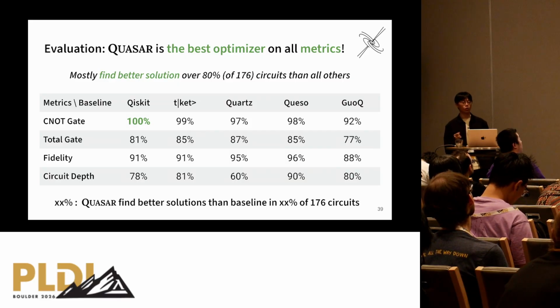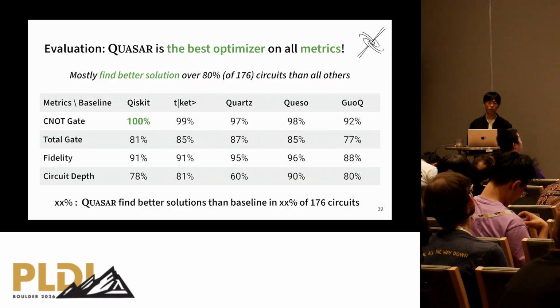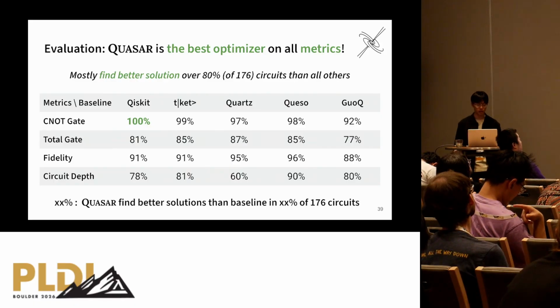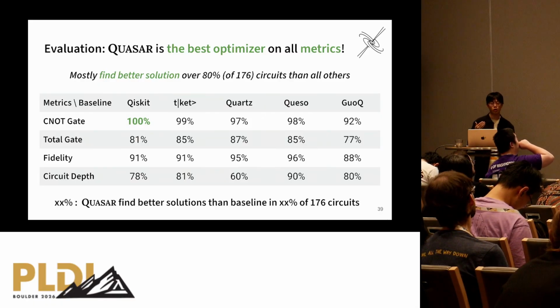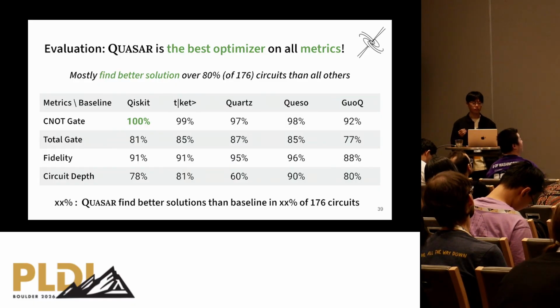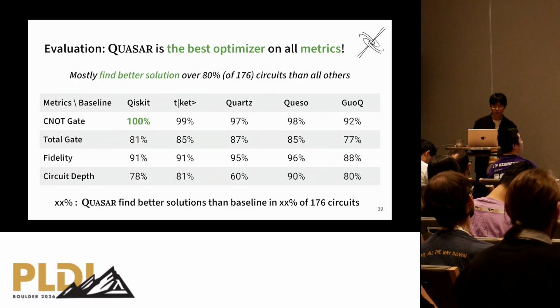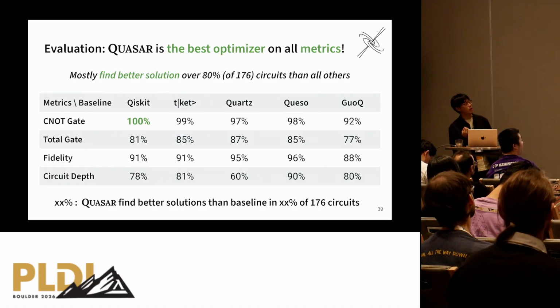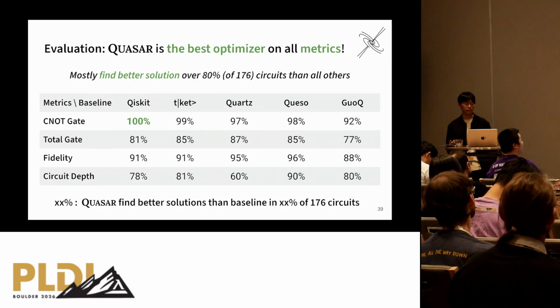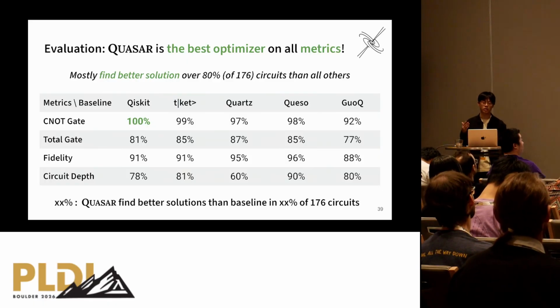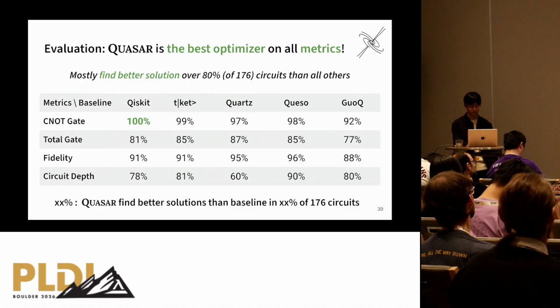Furthermore, we found that Quasar is not only the best optimizer at all times, but also on all the metrics. We evaluate Quasar on 4 metrics that all the previous optimizers evaluated, including CNOT gate reduction rate, total gate reduction rate, fidelity, and circuit depth. And most importantly, it can beat Qiskit by over 100% in the CNOT gate reduction rate. And in general, it can mostly find a better solution over 80% of the circuits than all the others.